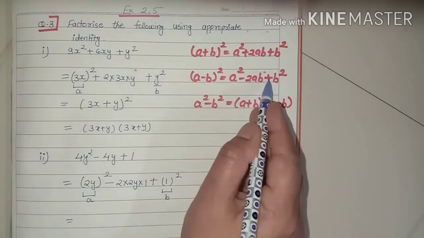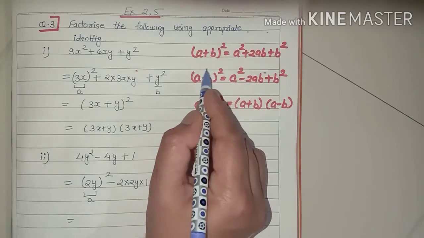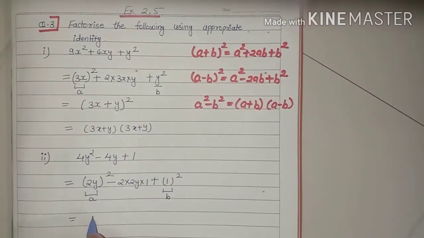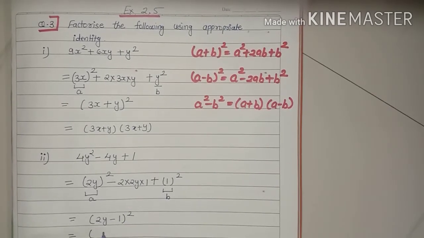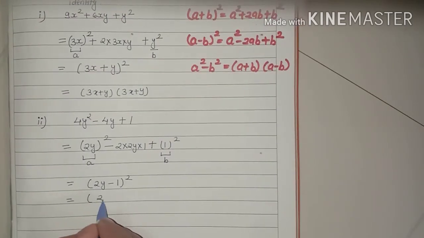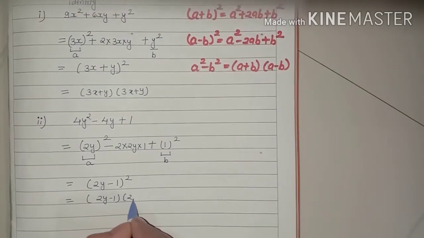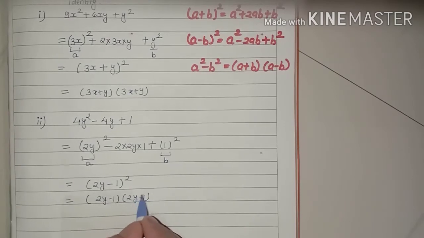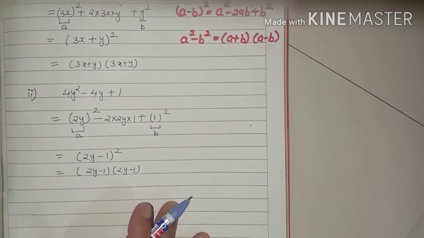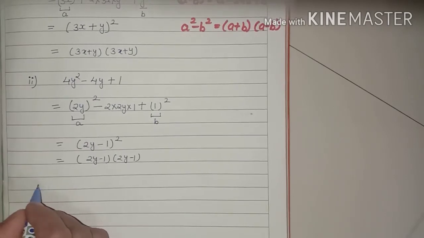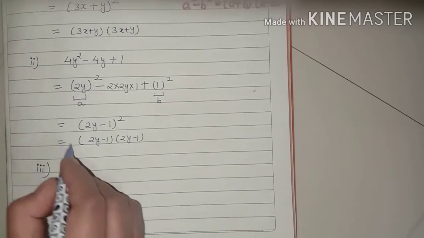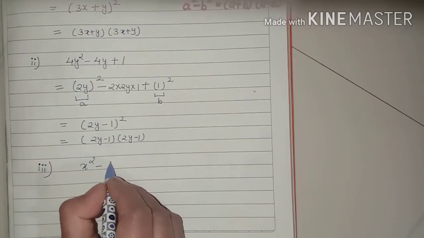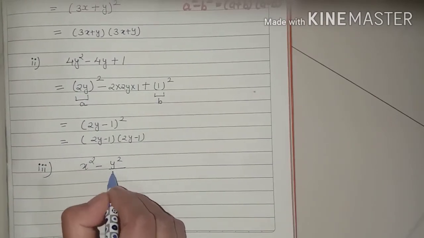So for this identity, what is the factor form? a minus b whole square. a means 2y, b means 1, whole square. 2y minus 1 into 2y minus 1. These are the two factors of this given polynomial. Now the third question. The third question is x square minus y square upon 100.